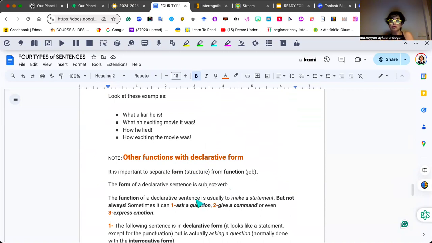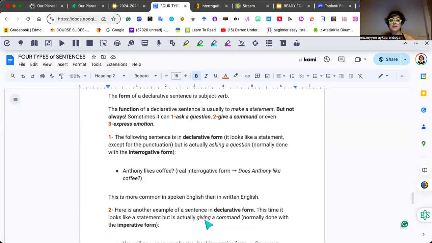Bunu zaten biliyoruz. Bir de function var. The function of a declarative sentence is usually to make a statement, but not always. What does it mean? Sometimes we use declarative form to ask a question. Sometimes we use the declarative form to give a comment, or sometimes we use this kind of sentences to express an emotion. Şimdi görelim ne demek istediğimizi anlayacağız.